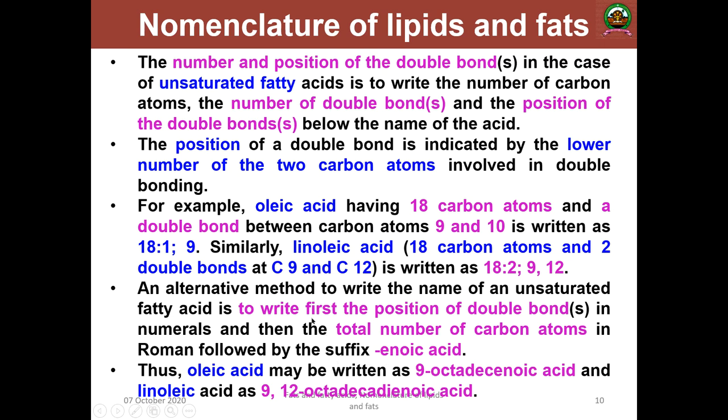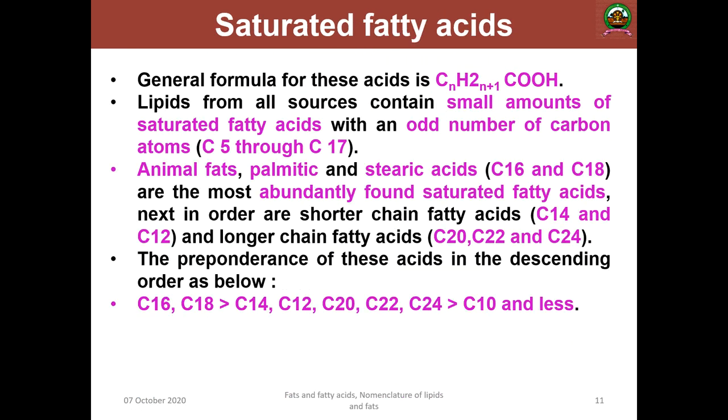Okay, so either this way you can write, or the nomenclature this way you can write: the first position of the double bond, then the total number of carbon atoms. For example, in the case of oleic acid, the first position of the double bond is 9, and octadecenoic acid, that is oleic acid. Then linoleic acid, 9,12, that is the 9th and 12th position of the double bonds. Instead of last we can write first also, 9,12 octadecadienoic acid. So that is the way you can name the lipids and fatty acids.